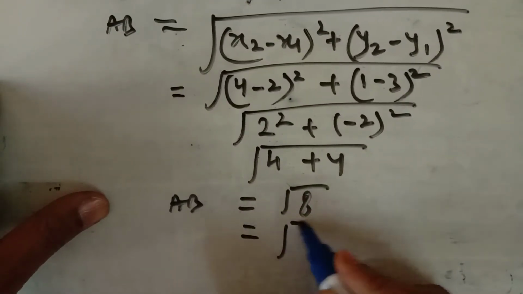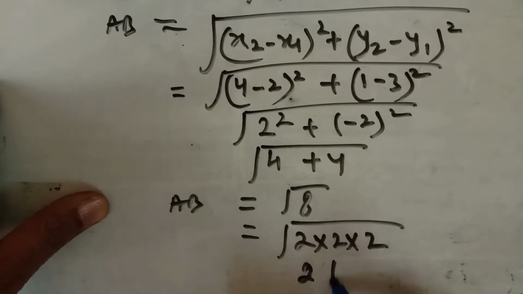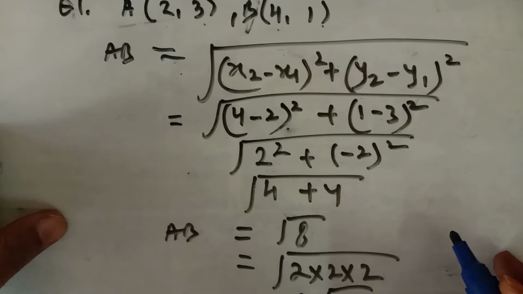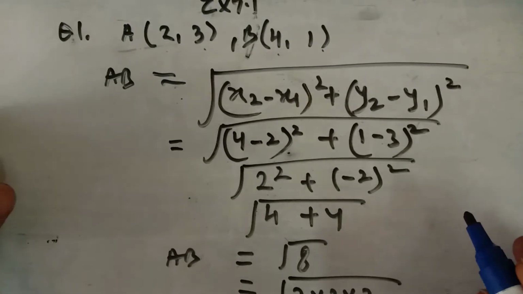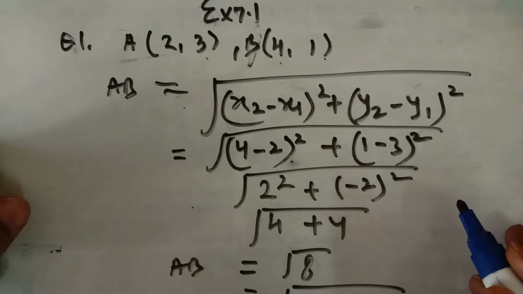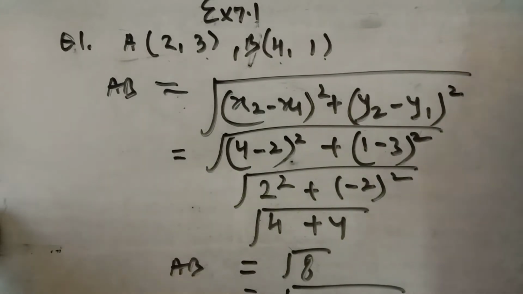You can simplify this also: 2 into 2 into 2, which comes out to be 2 root 2. So this is the distance between the 2 points AB, whose coordinates are 2, 3 and 4, 1, which we have found by using the distance formula. This is question number 1, first part, whose coordinates are given.